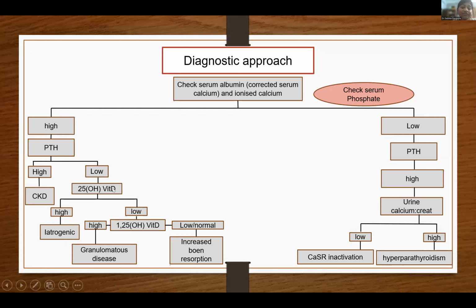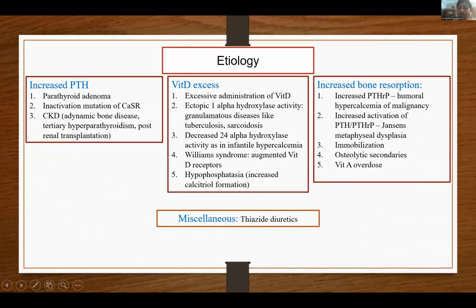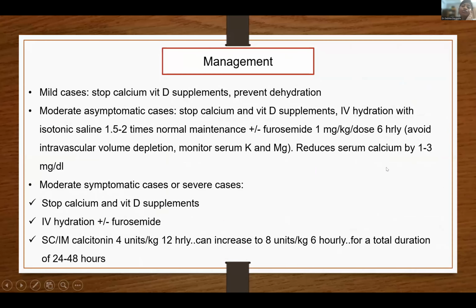So if your 25 hydroxy vitamin D levels are high, then probably it is iatrogenic. If the 25 hydroxy vitamin D levels are low, then you check the activated vitamin D. If it is high, then probably there is increased activation as seen in granulomatous diseases. But if it is low or normal, that means probably there is increased bone resorption that I had pointed out in all these conditions, right? So how do I manage a child with hypercalcemia?